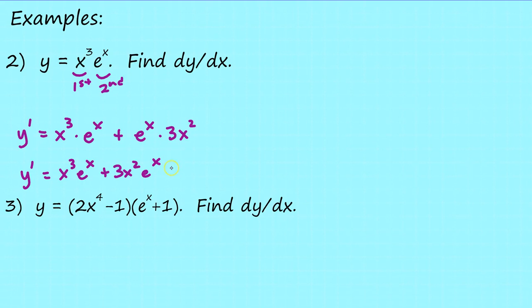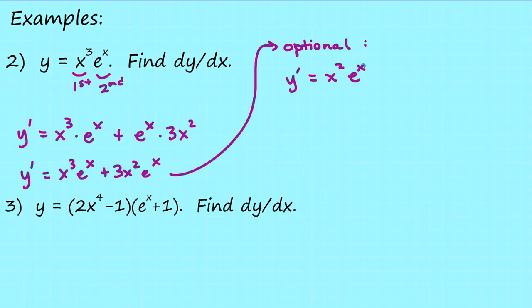Now an optional step would be to factor. You don't have to factor to simplify an answer, but we will get into some kinds of problems where factoring helps us solve the problem. It'll have more sorts of steps. So if you did want to factor, you could factor x squared out of both terms, and you could factor e to the x out of both terms, and that would leave you with x plus 3 as your other term. So that's an equivalent answer.